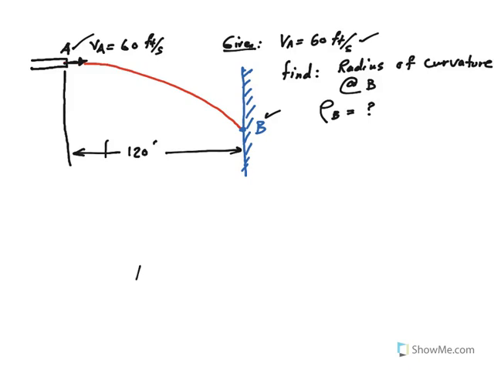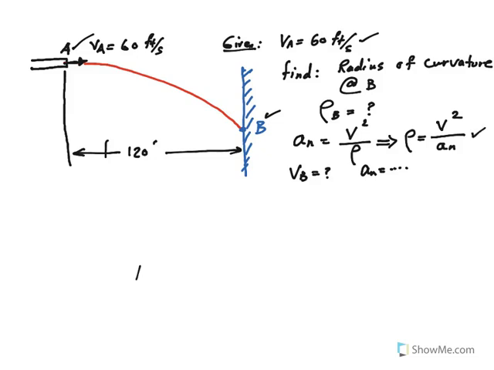As I said, I want to show you two ways to do this problem. One would be based on the fact that normal acceleration at any instant is v squared over rho. So if we rearrange the equation, rho can be determined by dividing v squared by a sub n. If you could find the velocity at B, and I'm going to show you how to do that, and also figure out what a sub n is, then we are all set. We just plug into this equation. Okay? So how do we go about doing that?